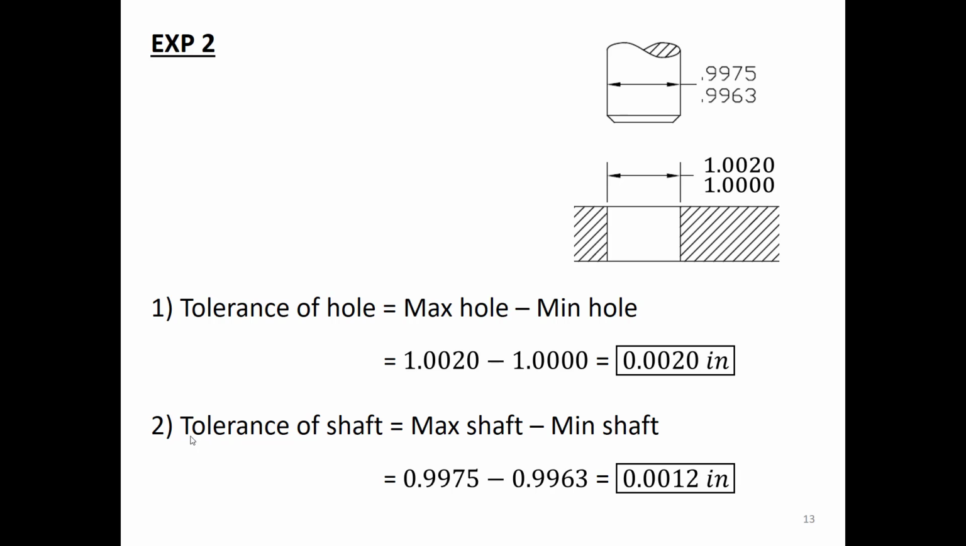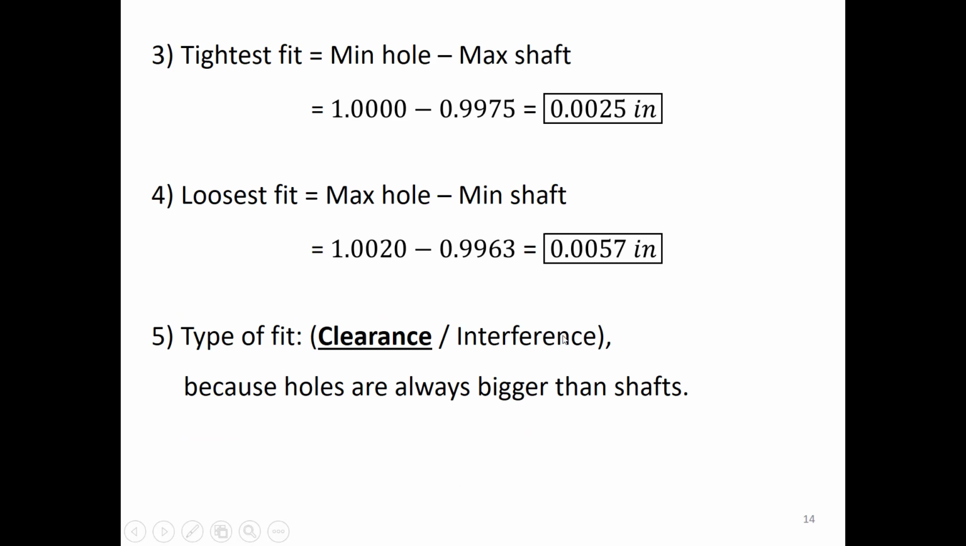And the second one is asking for the tolerance of the shaft. So the tolerance of the shaft is going to be the maximum size of the shaft minus the minimum size of the shaft. The maximum size of the shaft is this number, and the minimum size is this number. You subtract one from the other. The answer is 0.0012 inch.